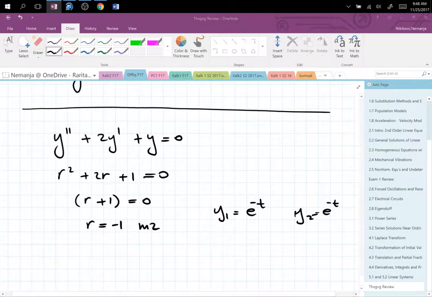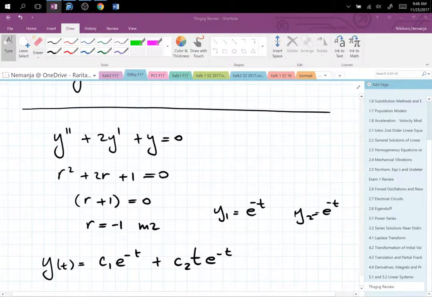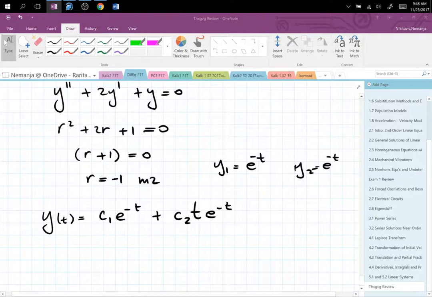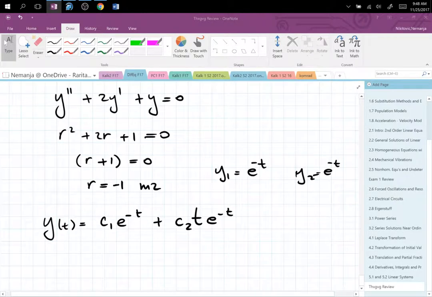So now when I plug into the solution, I will have C1 e to the negative t plus C2 t e to the negative t. So that was a repeated solution. Now, if you are to plug this back in, you'll say, well, you put this out there out of nowhere, so how do we know that that actually works? Well, there is a y prime and y double prime, and some time that you're going to invest in your life to plug everything in and to see that it works.